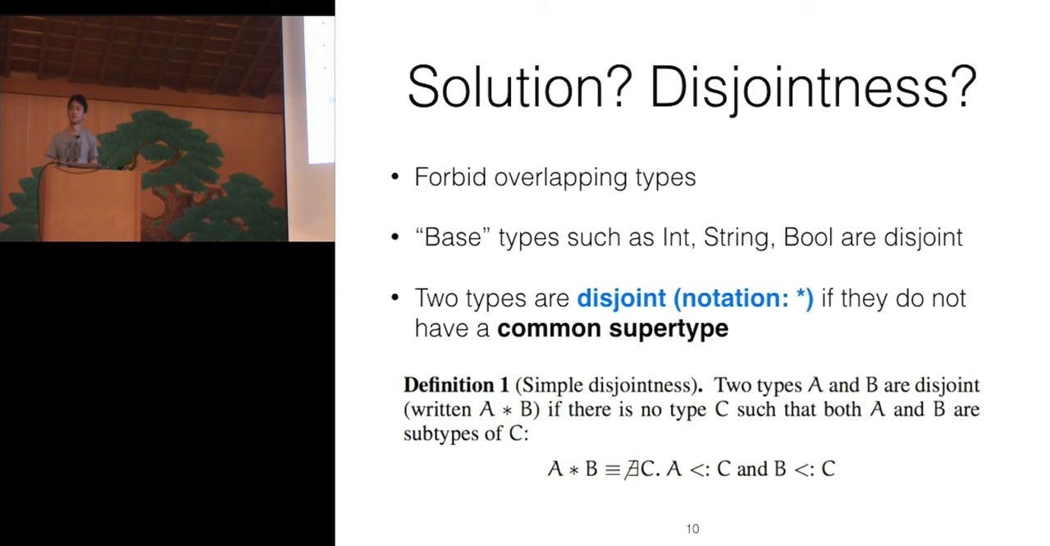Having seen the integer and integer example, one quick solution is to forbid overlapping types. Naturally, we want base types, such as integers, strings, and Booleans, to be disjoint. But what about more complicated types, such as two function types, or an integer with a function type? And this is the key definition of disjointness. We say that two types are disjoint if they do not have a common supertype. And this is the formal definition.